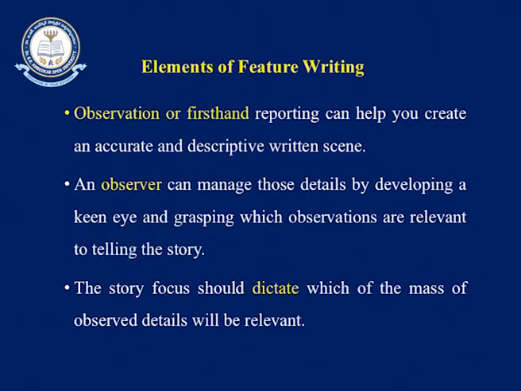Here we need to know about the elements of feature writing. Generally, first hand reporting can help you create an accurate and descriptive written scene. An observer can manage those details by developing a keen eye and grasping which observations are relevant to telling the story. The story focus should dictate which of the mass of observed details will be relevant.